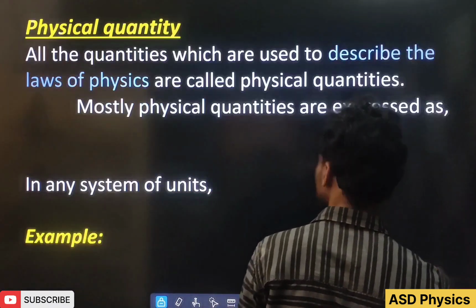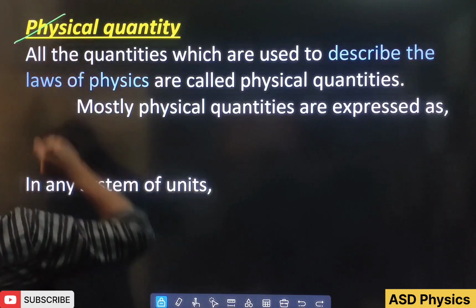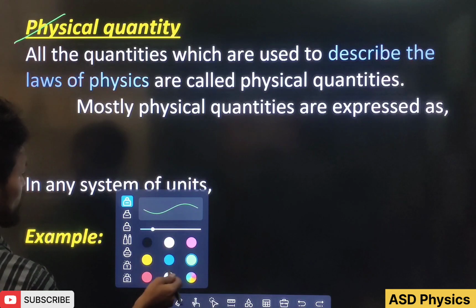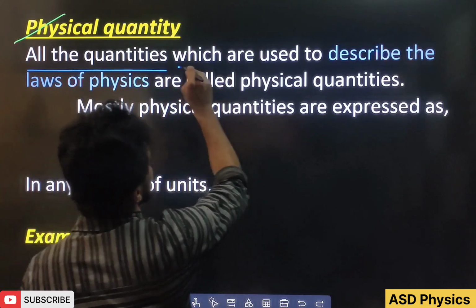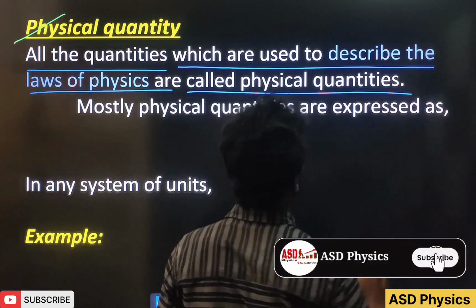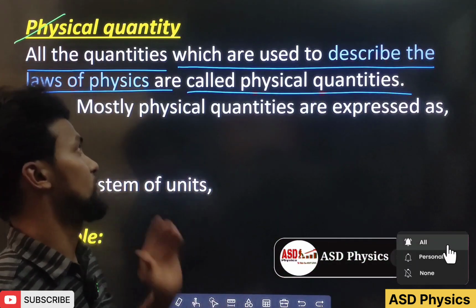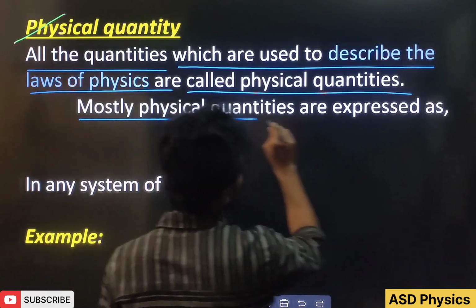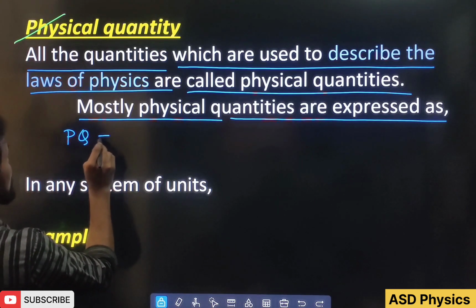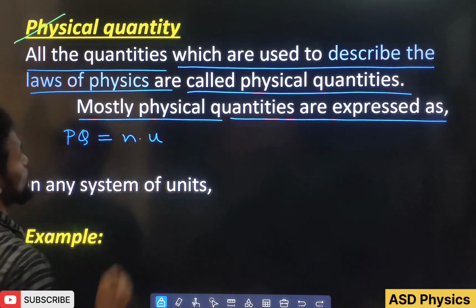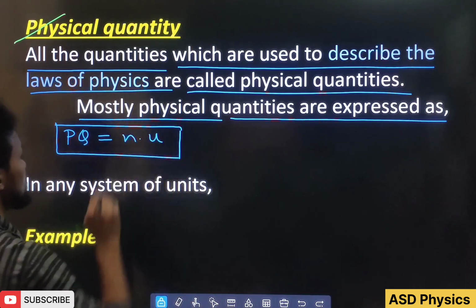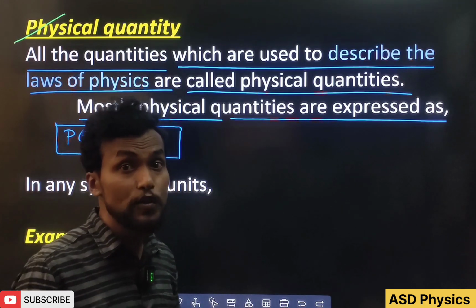Okay, great. Now students, we are going to see what is the physical quantity, what is the basic definition. So see, all the quantities which are used to describe the laws of physics are called physical quantities. Mostly physical quantities are expressed as: I am writing here physical quantity is n into u. Okay, see here please. What is the n? N is the numerical value. What is the u? Unit.